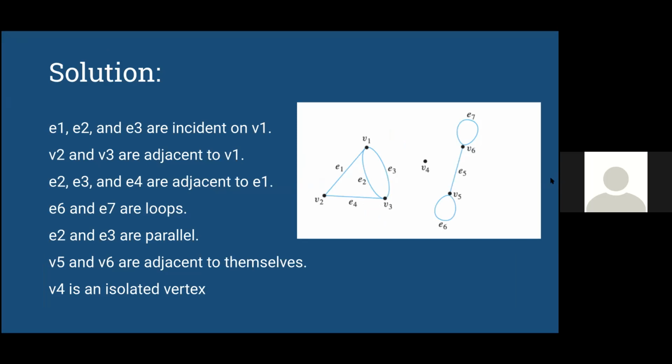E6 and E7 are going to be loops because they're going back to the same point. E2 and E3 are parallel. V5 and V6 are adjacent to themselves. And V4, that is in the center, is an isolated vertex.